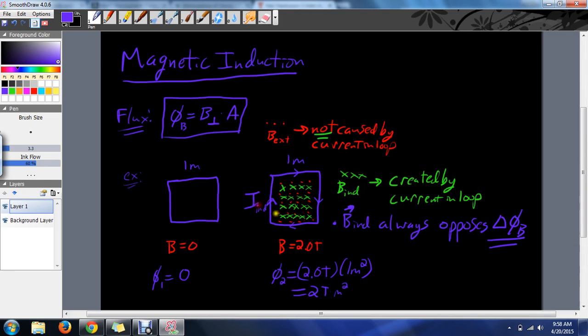This is how you generate electricity, guys. You change a magnetic field through a loop of wire, and the loop of wire will fight back. It will create a magnetic field in the opposite direction that the change in flux occurred. This is called Lenz's law.